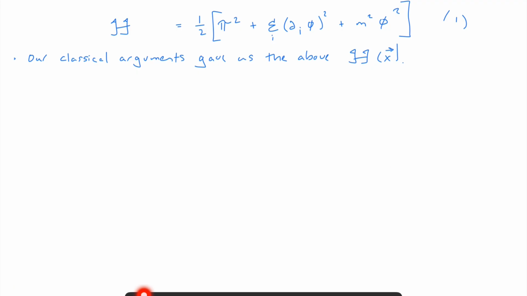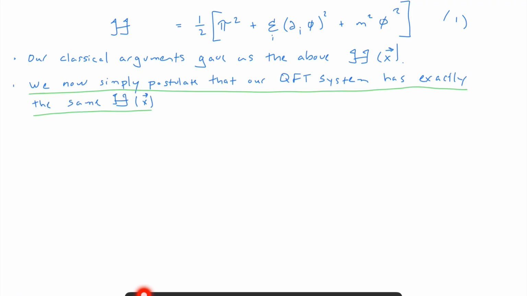After all that hard work reviewing Lagrangian mechanics and classical field theory, we got a very simple and beautiful formula for the Hamiltonian. This is, as of now, for a classical scalar field. The Hamiltonian density is equal to 1/2 times pi squared plus the partial derivative of phi squared, taken over x, y, and z coordinates, plus m squared phi squared. And remember, our classical arguments gave us this formula for the Hamiltonian density.